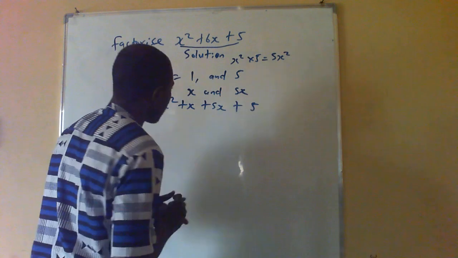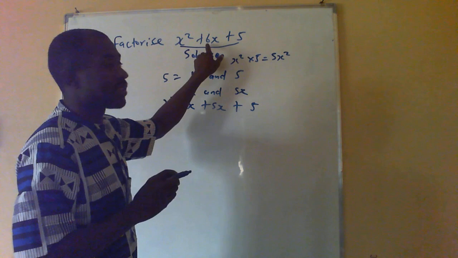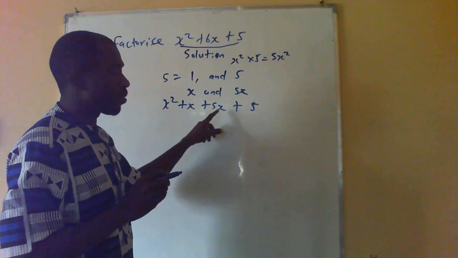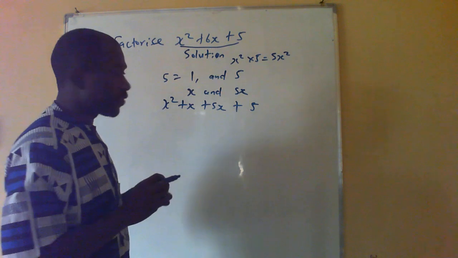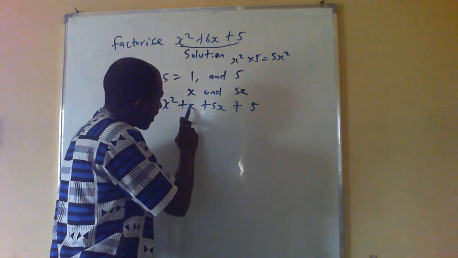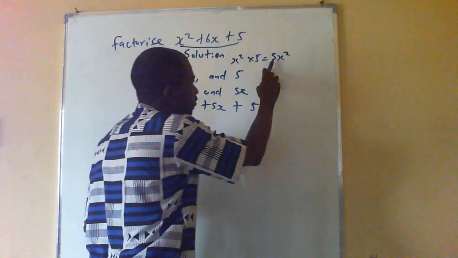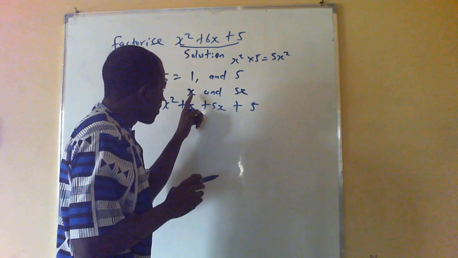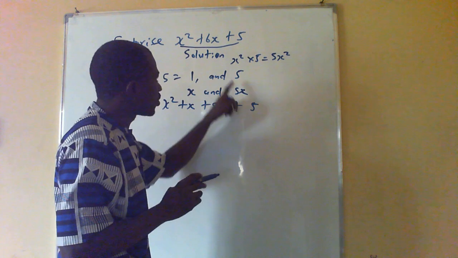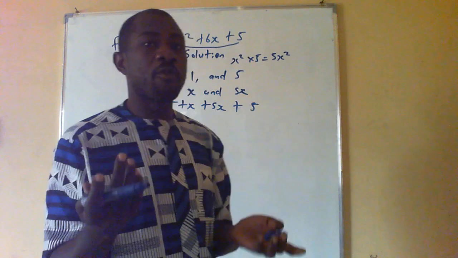Now instead of writing 6x, we write x plus 5x. Let's check something again. If you multiply x times 5x, you get 5x squared. If you add x plus 5x, you get 6x. You see that these are the best numbers that we will use.